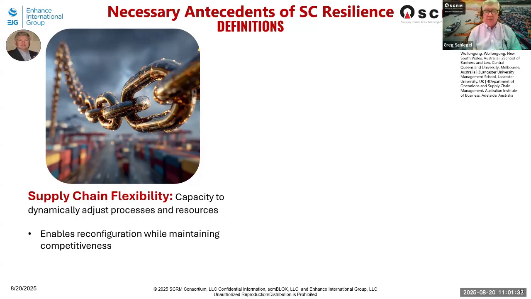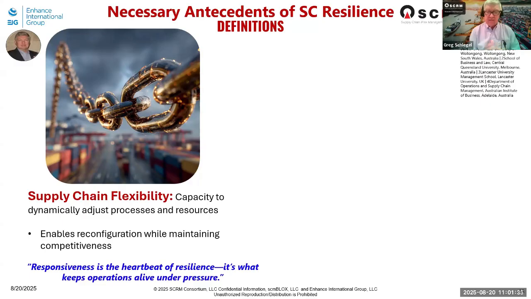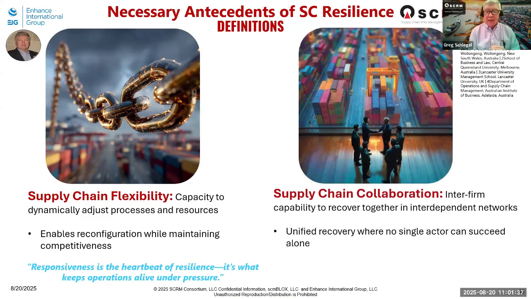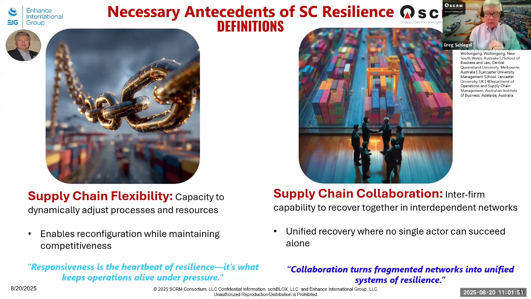All right. The fourth element is really collaboration. We talked about that. What is that? Inter-firm capability to recover together in interdependent networks. A unified recovery approach, which is what Chris was talking about, that collaboration turns fragmented networks into unified systems. So there are the four definitions as they saw it in their study.